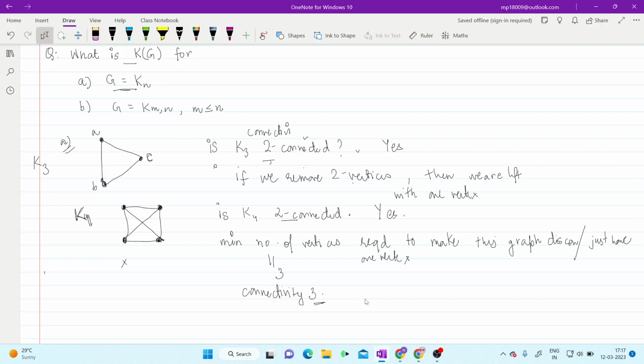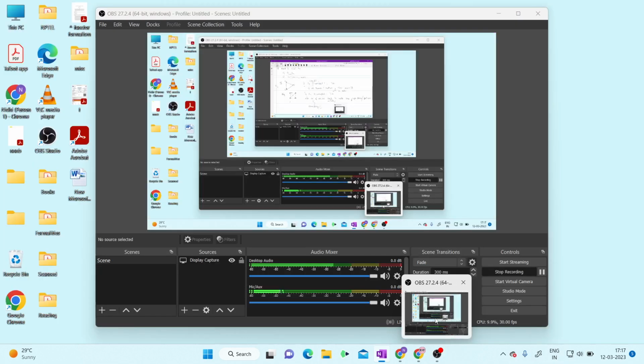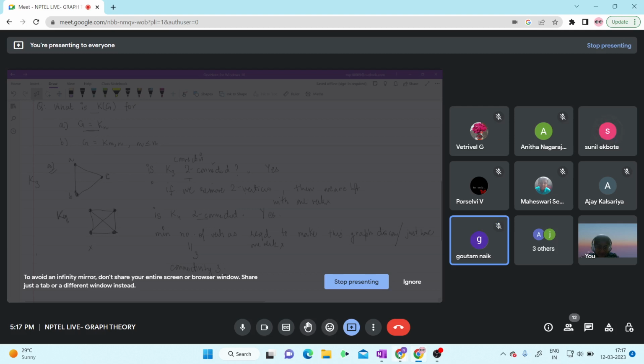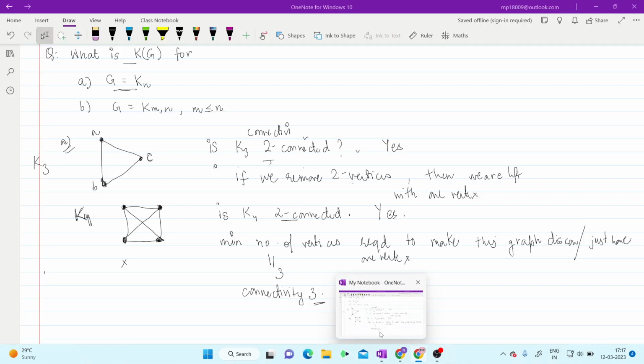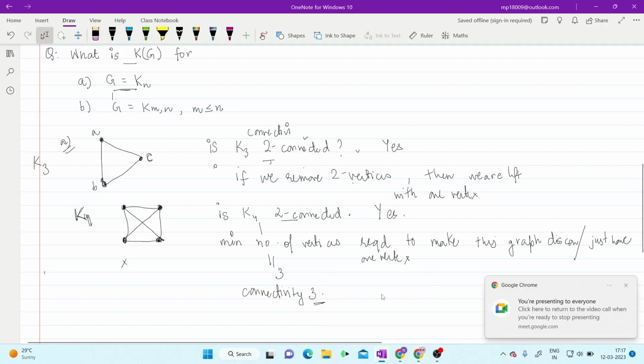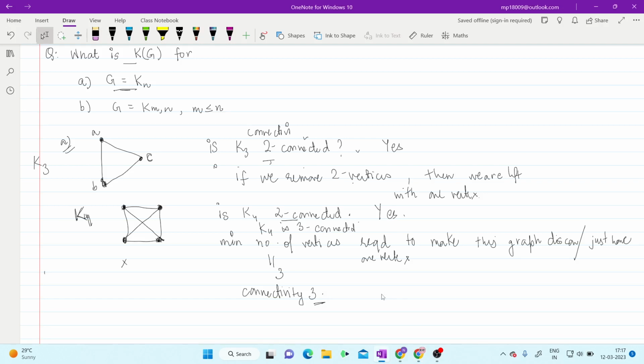Ma'am, in this case, is K4 three connected? It can be three connected, no? Yes, K4 is 3 connected, as well as 2 connected. See, by the definition, if a graph is 3 connected, then it is obviously 2 connected. Connectivity is basically the largest K for which G is K connected.